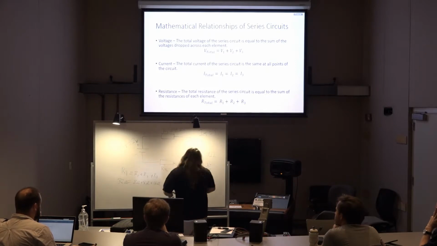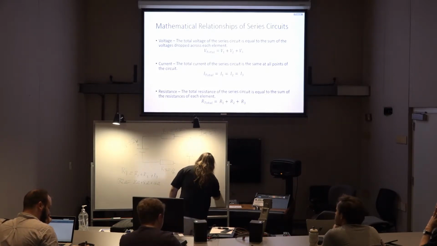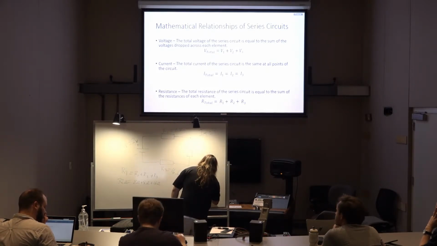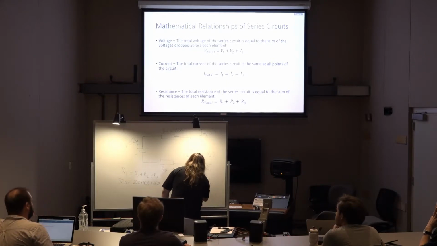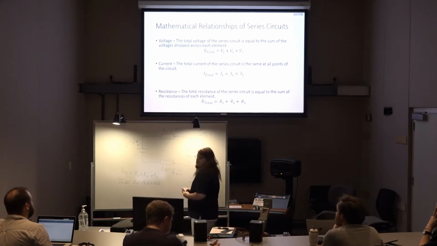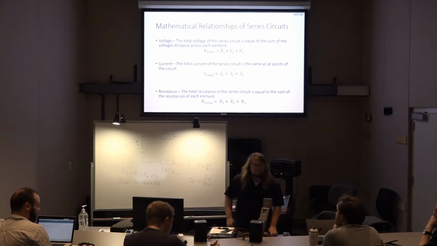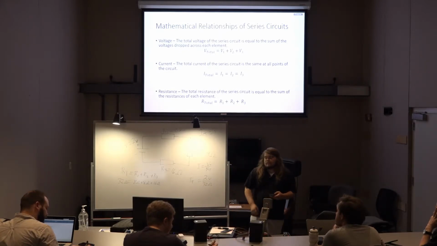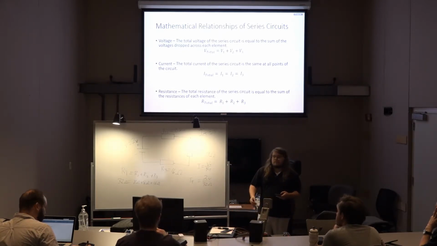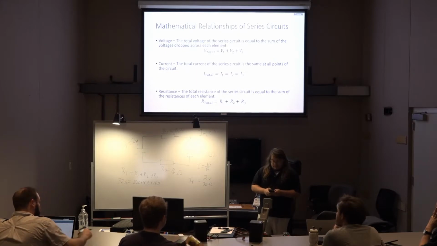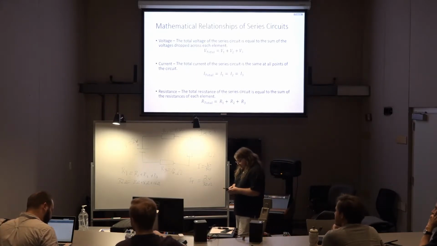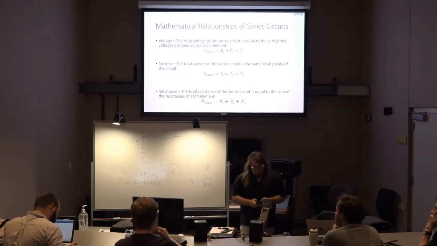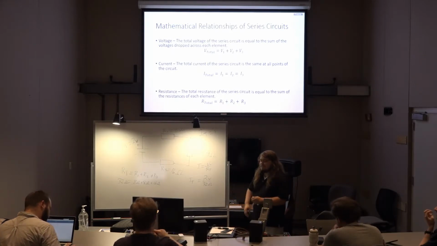So, let's see. 2 volts over 32 ohms. That's going to give us our current total. If you want to put your answer in on your Socrative, I need to divide it.